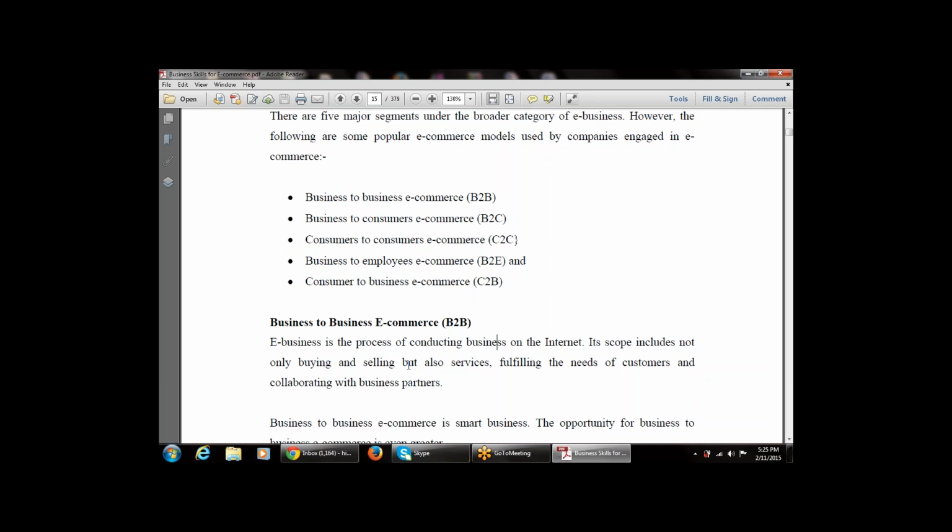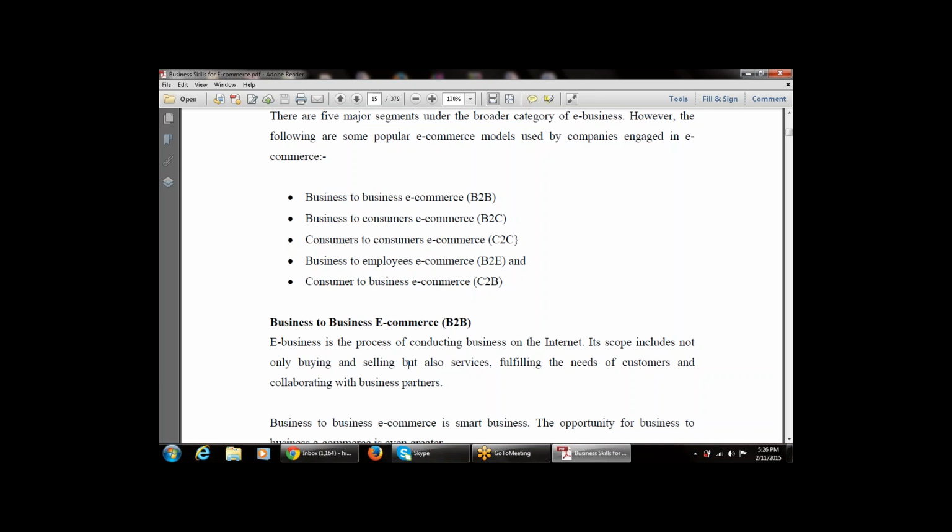Whenever there is a business to business deal, one of the important factors taken into consideration is fulfilling the needs of the customers and collaborating with business partners. Collaborating means merging or coordinating with the business partners, understanding what the business is and how it is required. So e-business is the process of conducting business on the internet. Its scope not only includes buying and selling, but also the services, fulfilling the needs of consumers and collaborating with business partners.